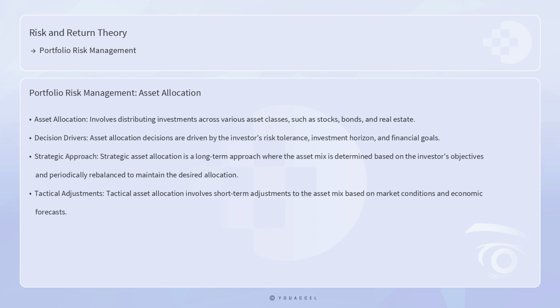Strategic asset allocation is a long-term approach where the asset mix is determined based on the investor's objectives and periodically rebalanced to maintain the desired allocation. Tactical asset allocation, on the other hand, involves short-term adjustments to the asset mix based on market conditions and economic forecasts.